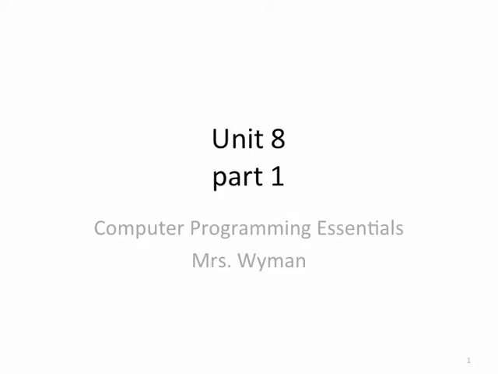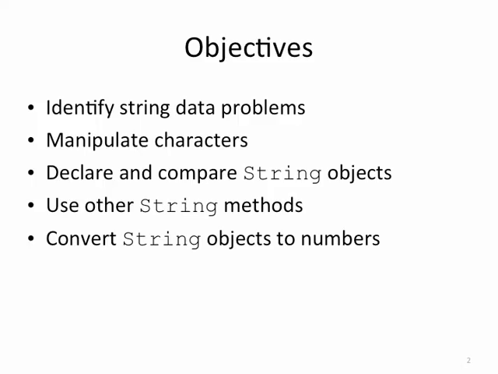Computer Programming Essentials, Unit 8, Part 1. This is our last unit, so hang in there. We are almost done. In this unit, we're going to talk about strings. Strings are really arrays of characters, and we're going to talk about what that means as well. But let's start with what a character is.